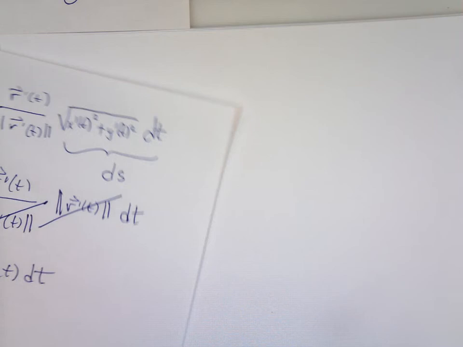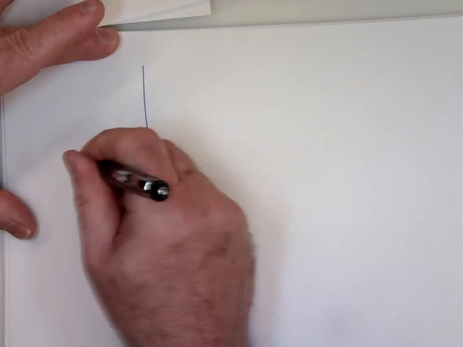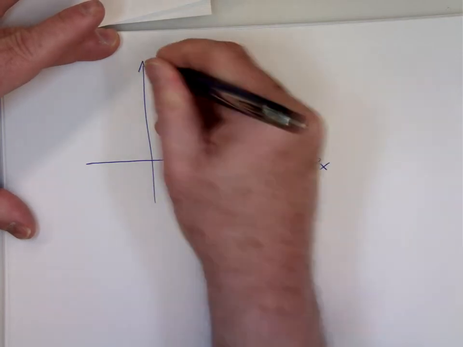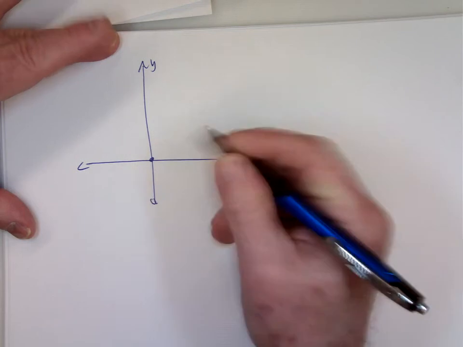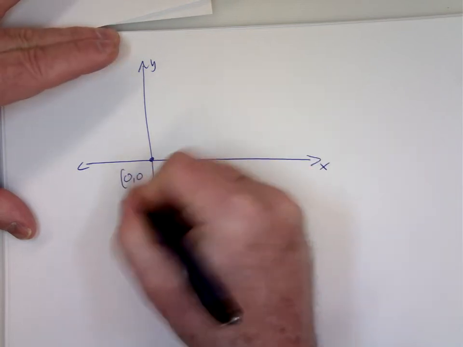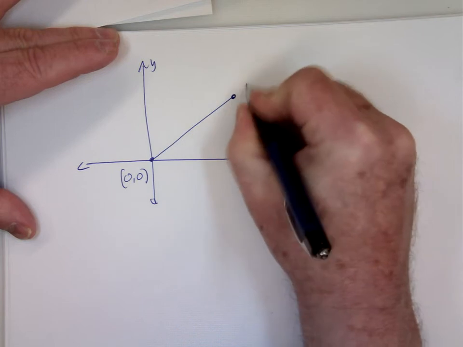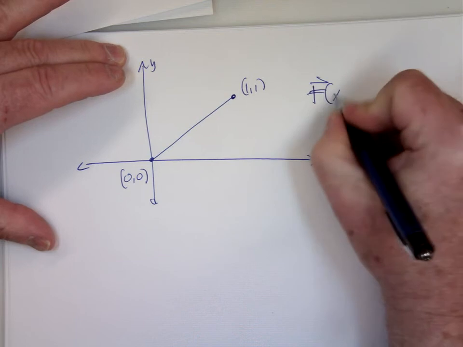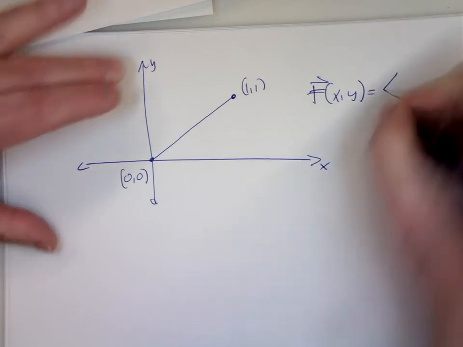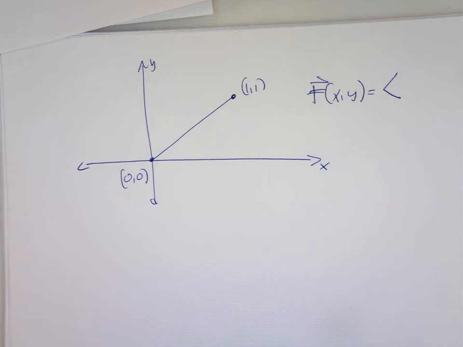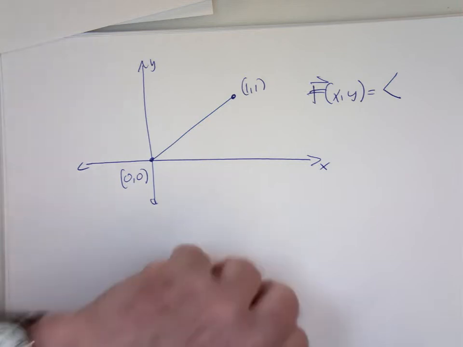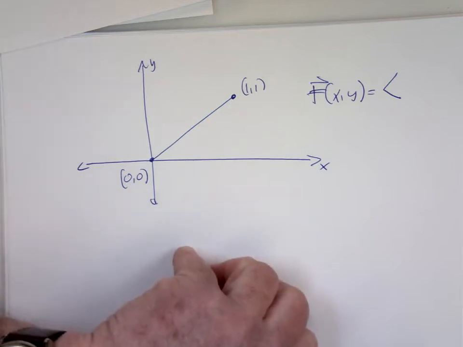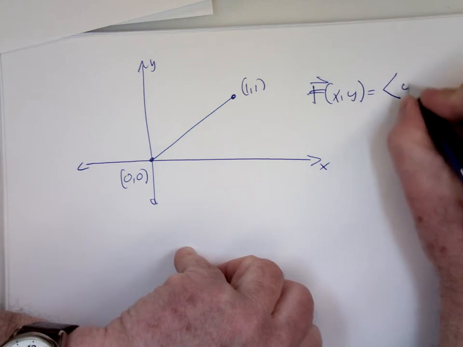Let's find the work done. Let's take a nice, easy path. Let's go from 0, 0 to 1, 1. And let's go in some vector field. Do we want a conservative vector field or not? Let's start off with a conservative vector field. Let's suppose this is y, x.